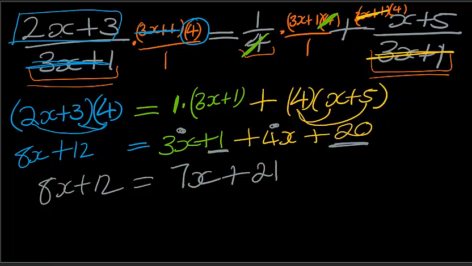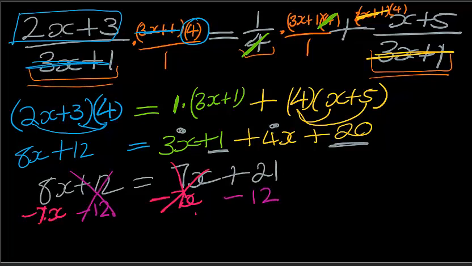Okay, now I need to move the x terms to one side and the numbers to the other side. So I'm going to take 7 over. I'm going to say minus 7x to make this 0, and minus 7x over here. Then I am going to say minus 12, because if the x's are on the left hand side, the numbers must be on the right hand side. This one becomes 0, minus 12 over there.